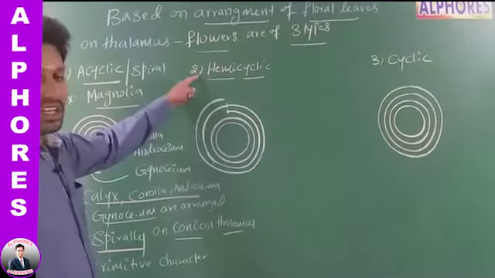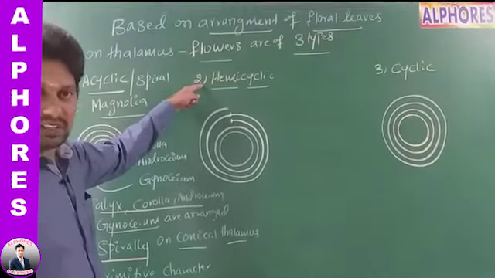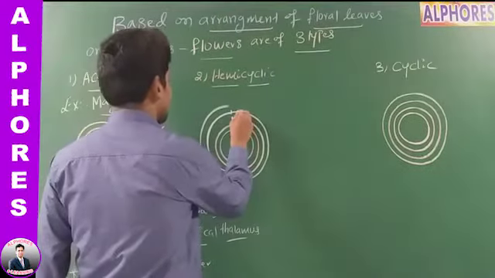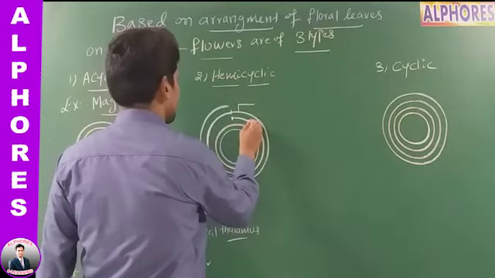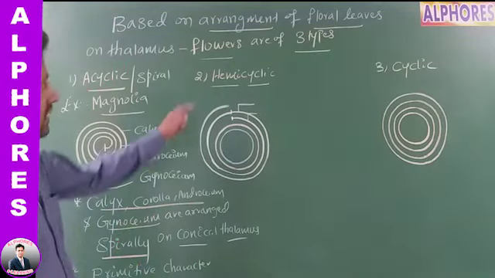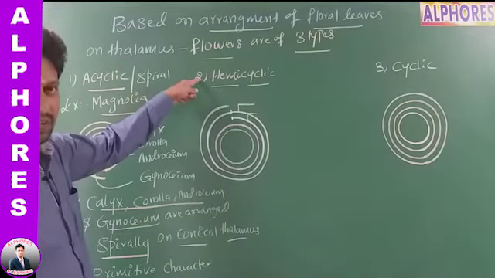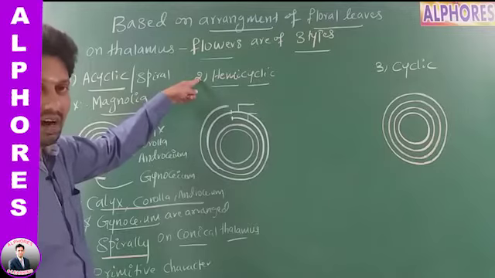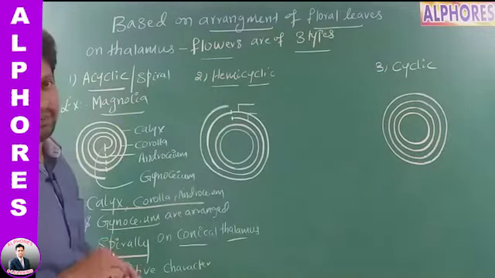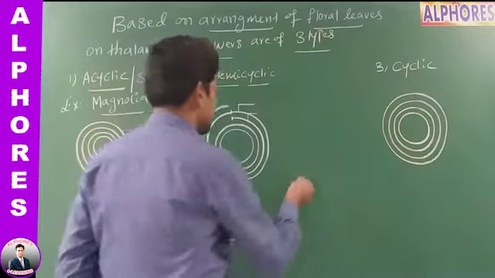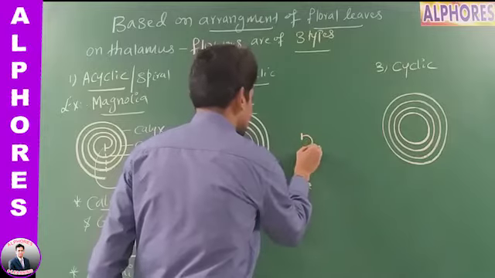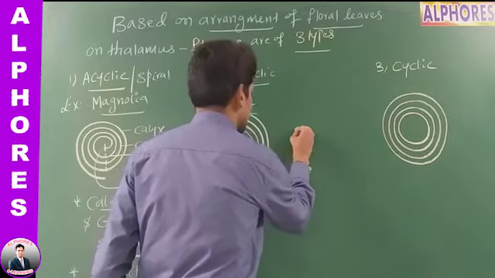The name itself indicates that hemi means half. Calyx, corolla, androecium and gynoecium are four parts. Now see this diagram once. What is the innermost part? Gynoecium.